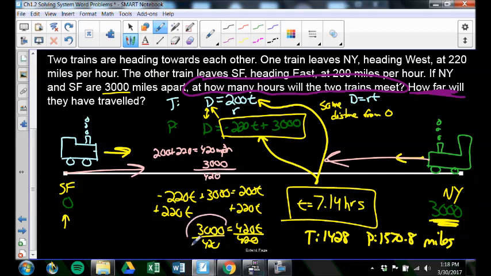And that's exactly what we got with this process. We got 420, which was this plus this. Then we did 3,000 divided by 420. It's a very healthy way to think about this. They're covering 420 miles per hour. They've got to go 3,000 miles, so it's going to take a little over 7 hours.